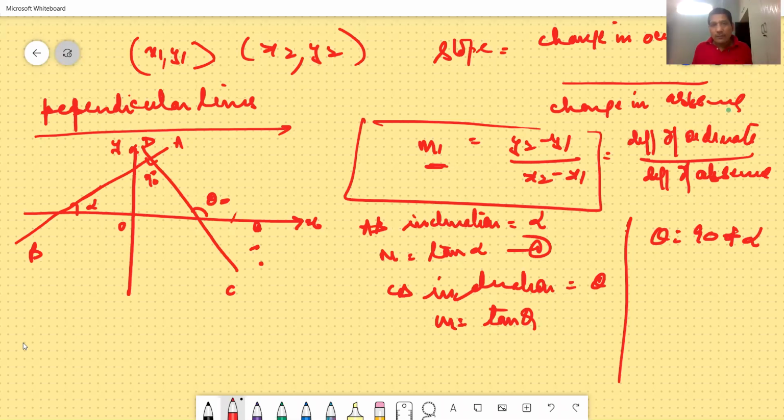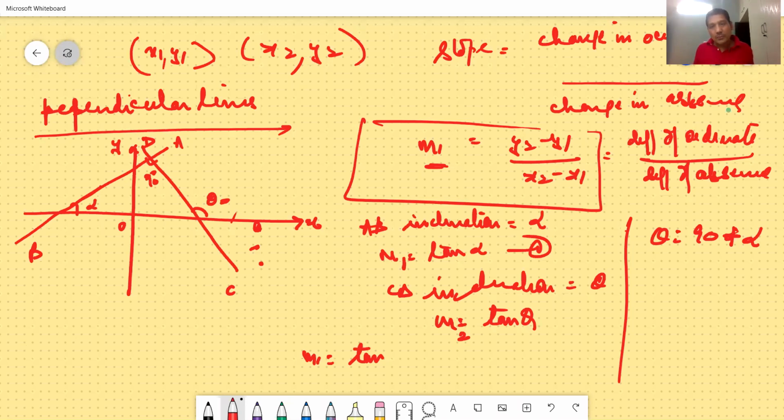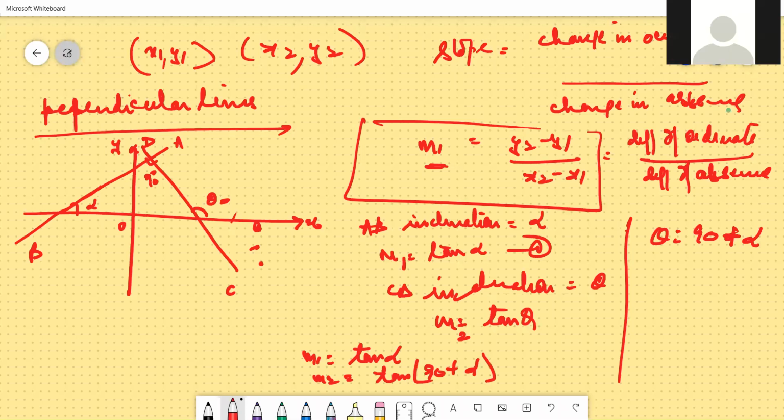But I find slopes. तो ये m1 मान लीजिए, ये m2 मान लीजिए. So what is m1 equals to? m1 equals to tan alpha. What is m2 equals to? tan of 90 plus alpha. Because the second angle is 90 plus alpha, right?